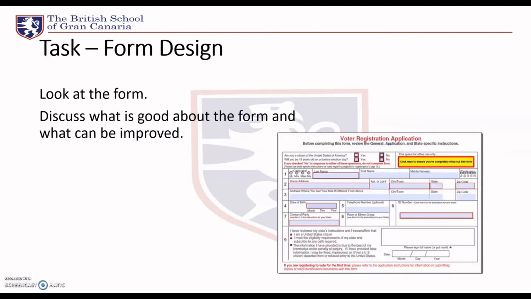Right, what I want you to do now is pause this video and look at this form, and on a Google Doc, discuss what is good about this form and what can be improved. Look at what's on there. Is there enough space for people to answer the questions? Is there enough information on there? Is there too much information? Are there some things that can be put into a scale, or maybe the form could be bigger? And then there are choices that they can tick. So pause this video now and answer your questions on a Google Doc.